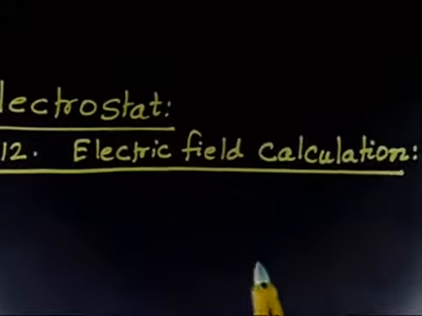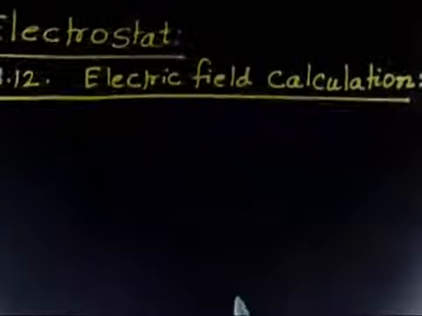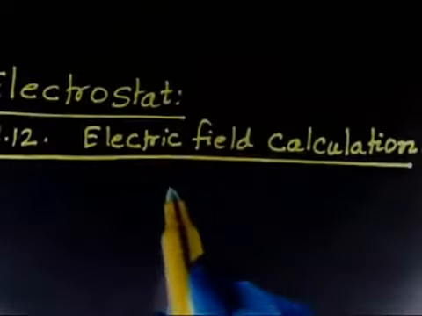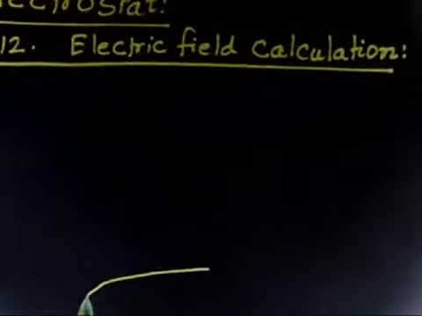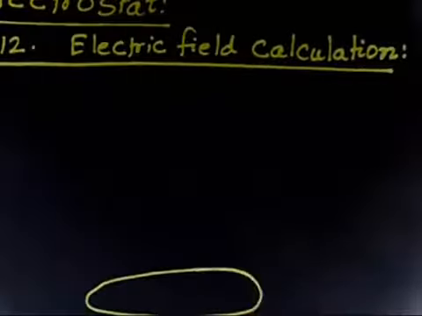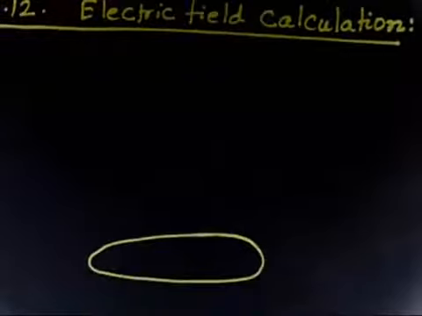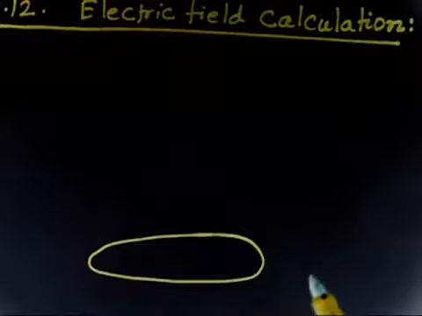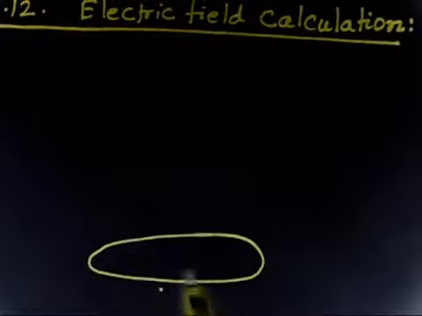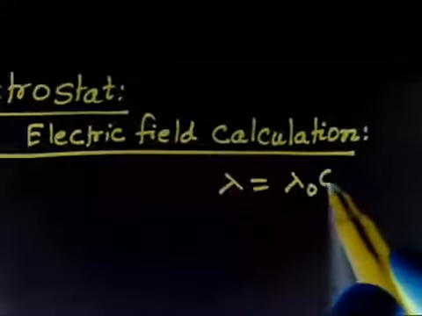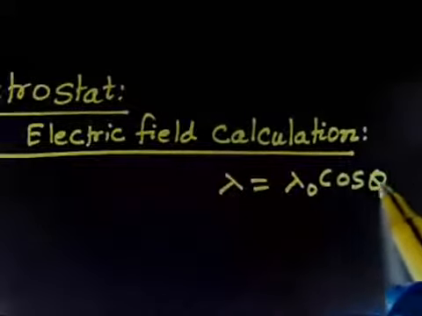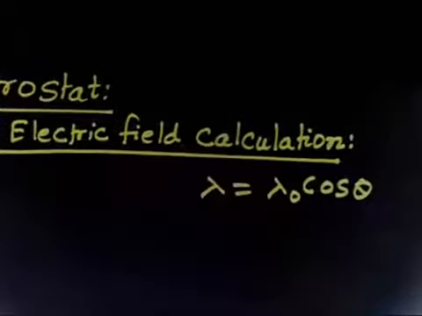So I have a ring. I can place this ring here because I have to find the field in the z direction. So let us plot this ring something like this. This is my ring. The linear charge density on this ring, lambda, is given by lambda naught cos theta, where theta is the angle of azimuth.